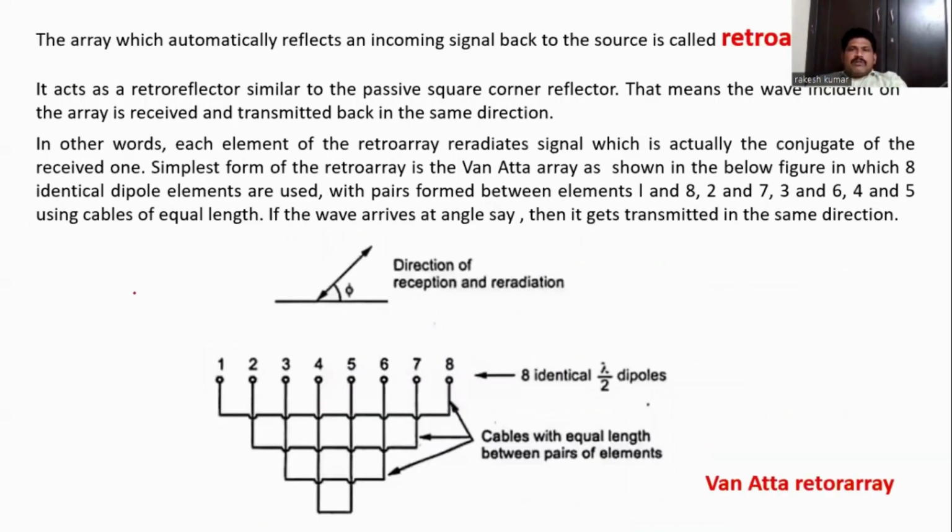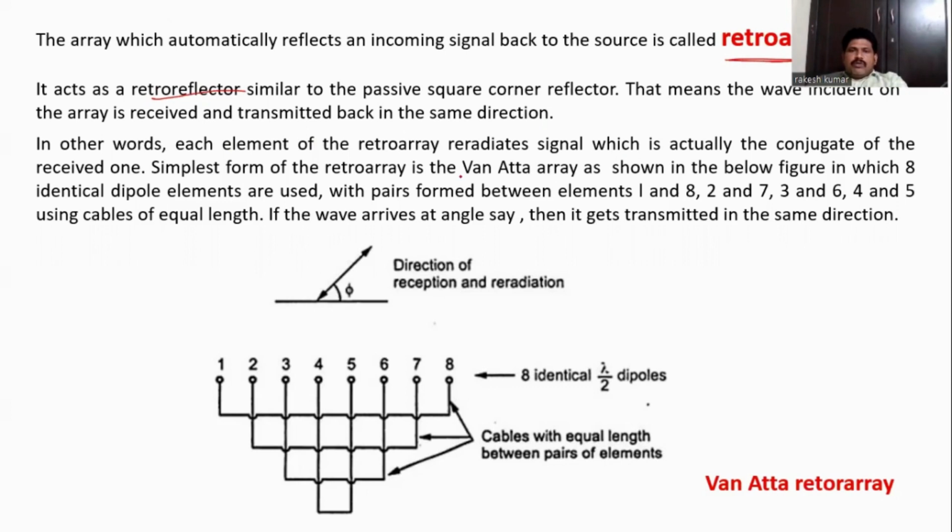Another one is called the retro array. The array which automatically reflects the incident signal is called a retro array. It acts as a retro reflector, similar to the passive square corner reflector. This means the wave incident on the array is received and transmitted back in the same direction. In other words, each element of the retro array radiates a signal which is the phase conjugate of the receiving array.